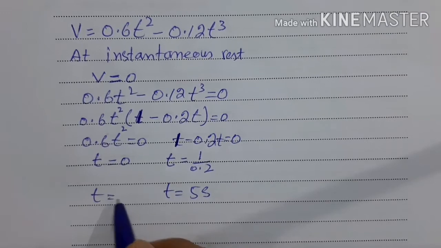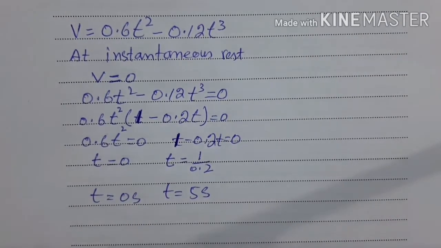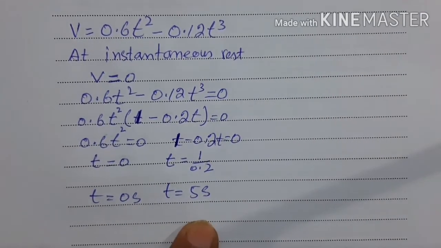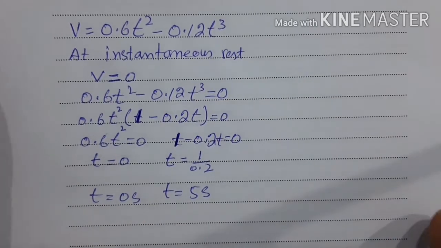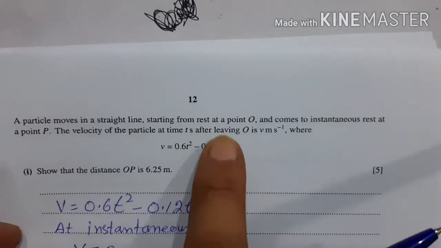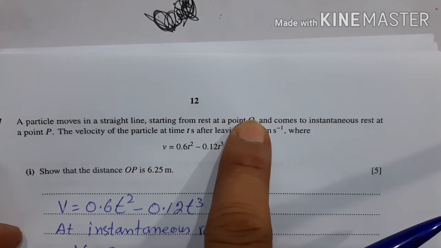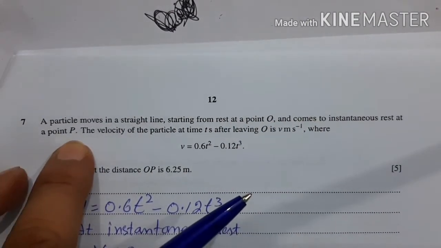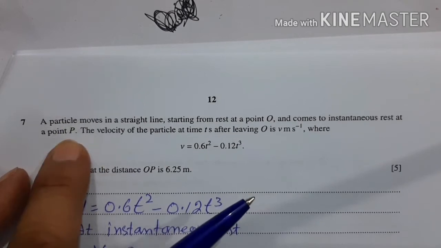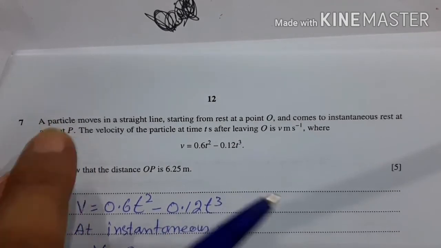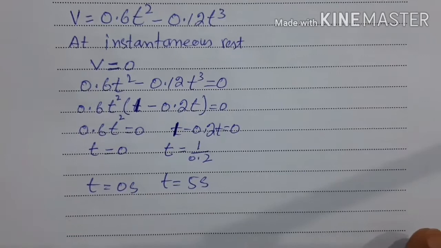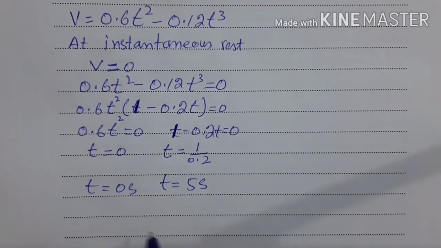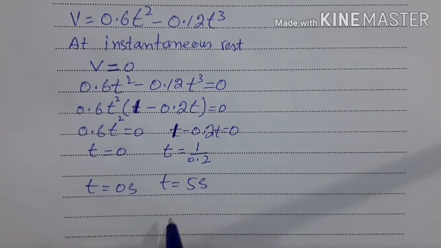This is t is equal to 0 seconds. So these are the 2 times when the body was at rest, as I mentioned earlier. t equals 0 means point O when the body started, and t equals 5 seconds means point P, because at point P the body was again at rest. So these are the 2 times. I'll keep these values for later use.